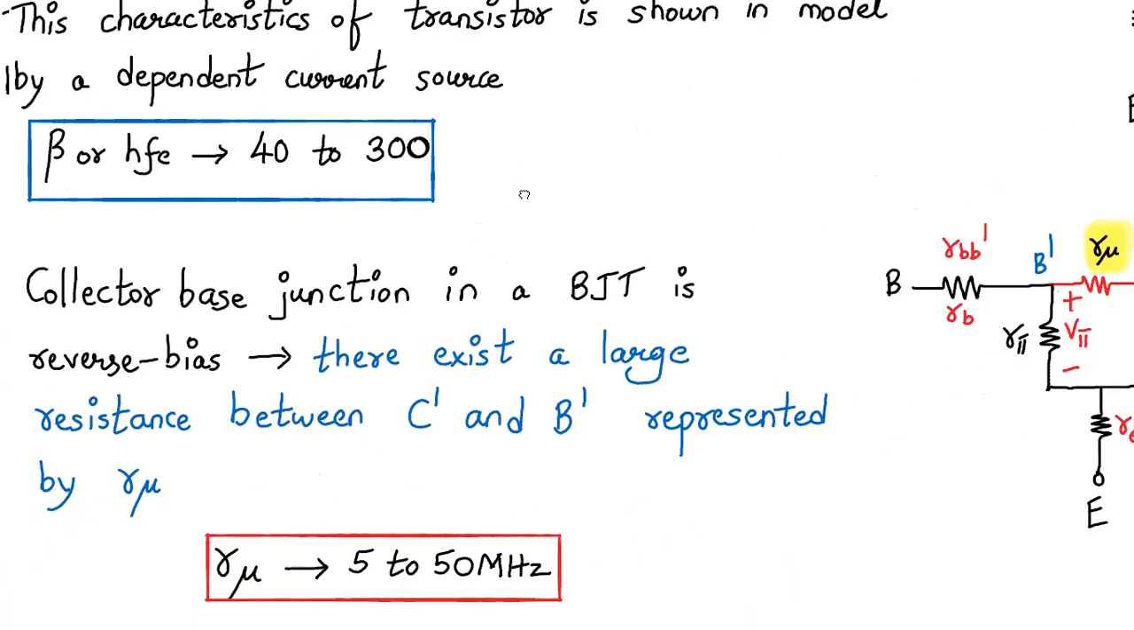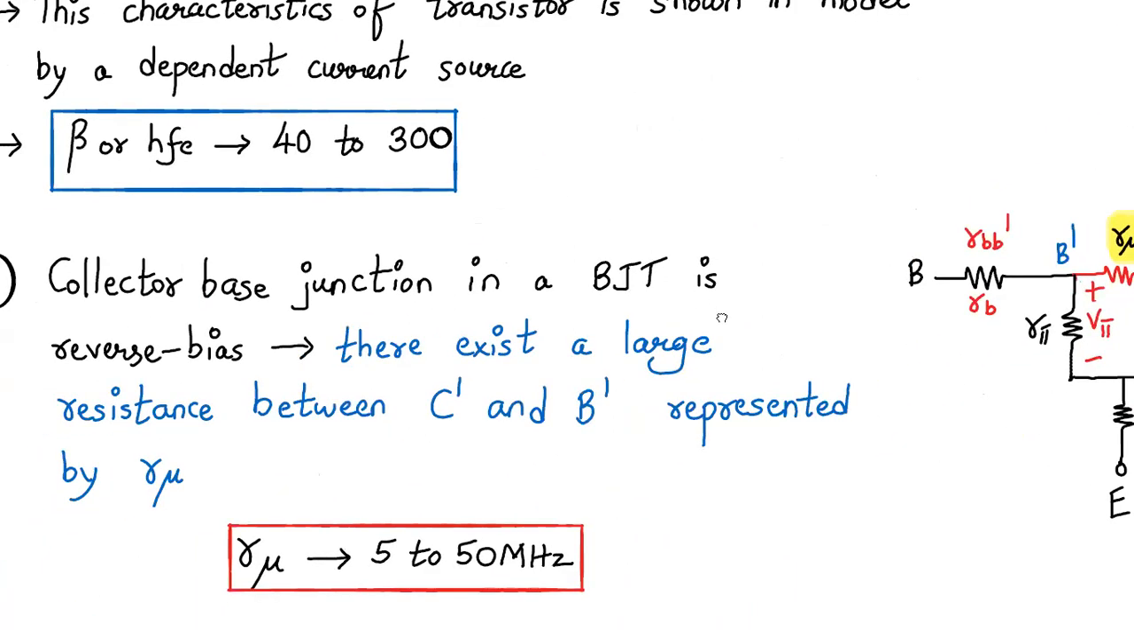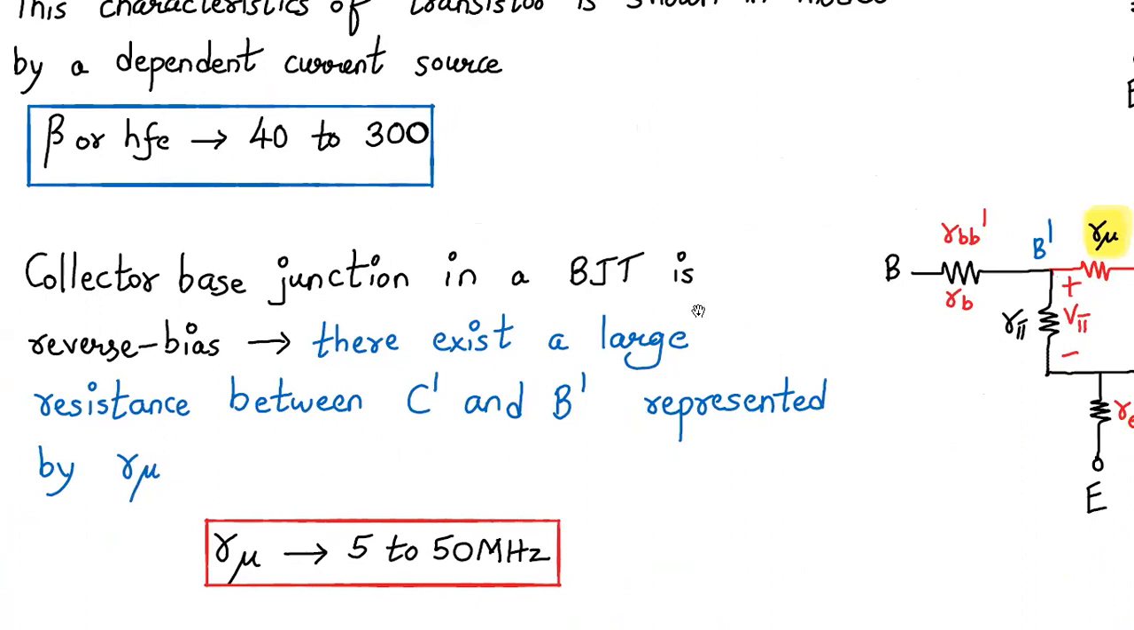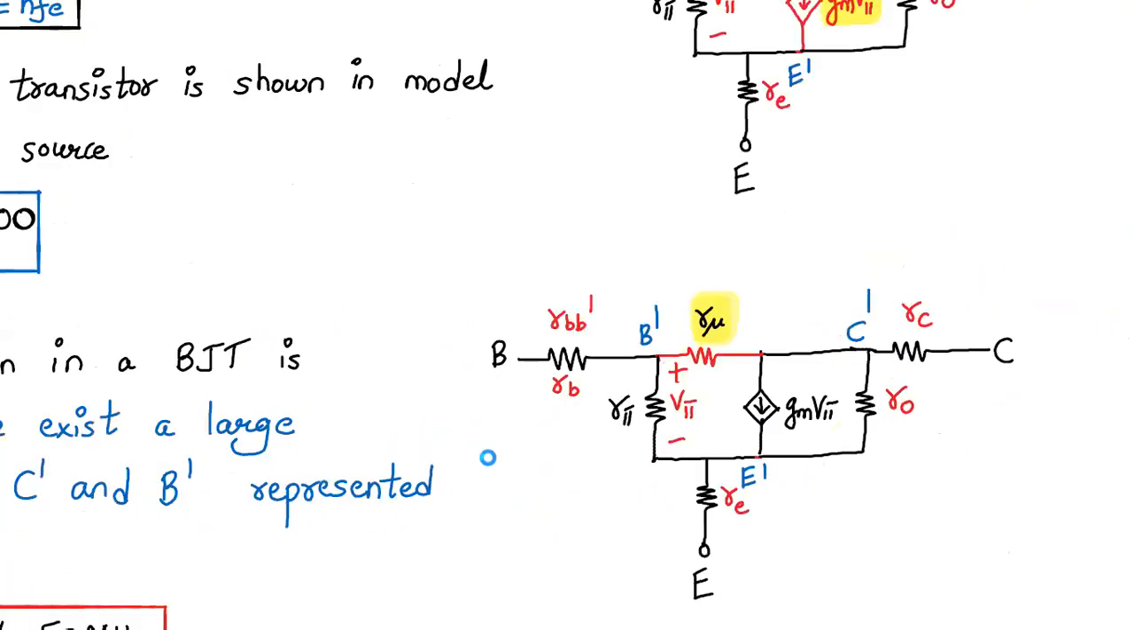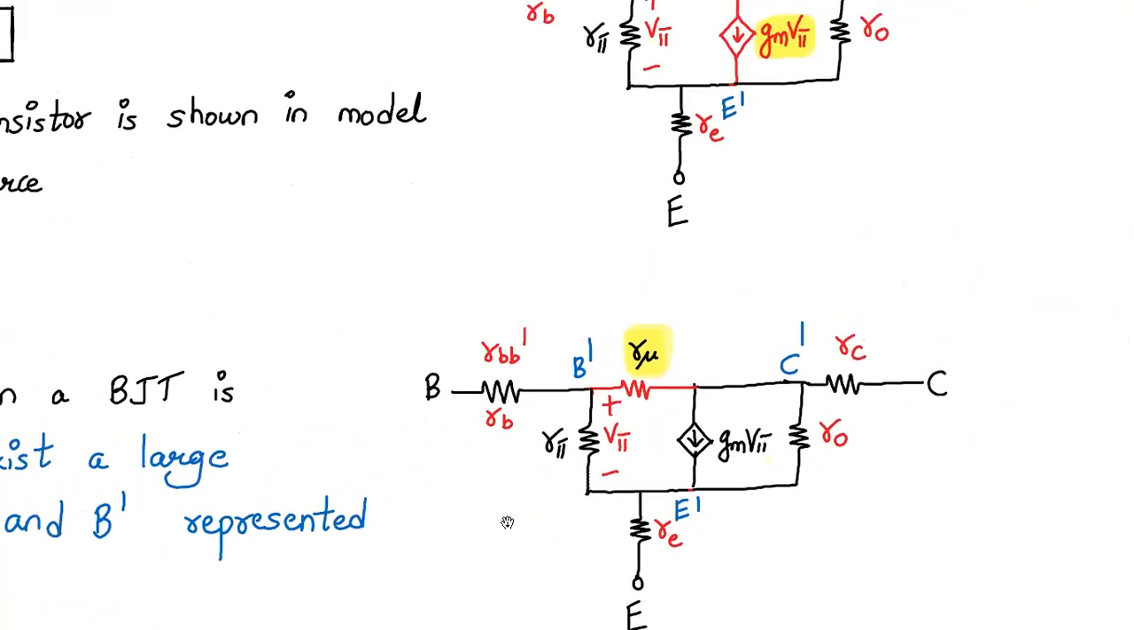Now, next is that the collector base junction in a BJT is reverse biased. So there will exist a large resistance between the collector terminal and the base. And that is represented in the form of R mu. Let us check it out over here.